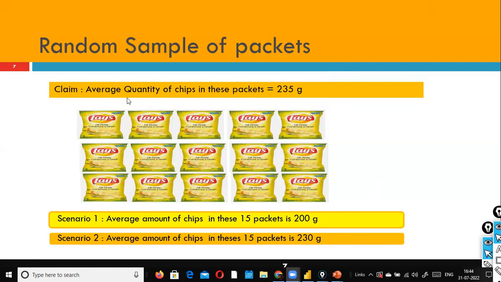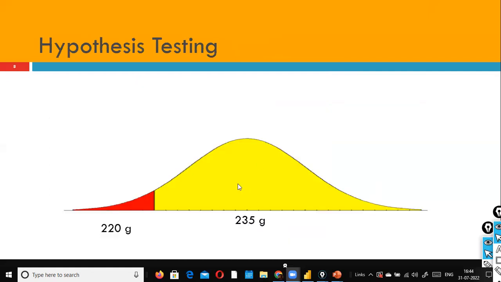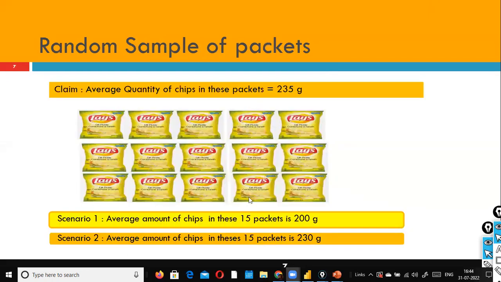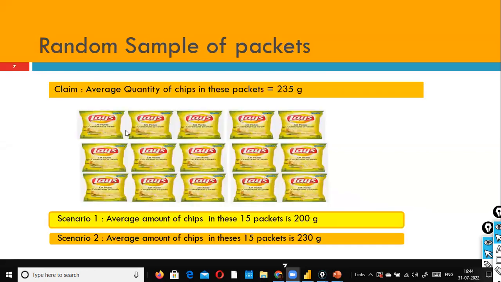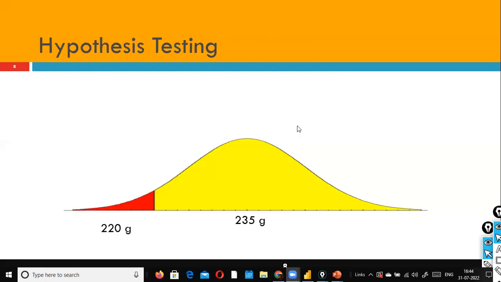235 gram is the average, right? Average will be there in the middle. Let's assume that this is a normal distribution. The 235 gram is there in the middle because this is an average, right? So on an average, each packet will have 235 gram in it. Fine. Supposing I get 220 gram after I do the test with my sample, the average is 220 gram.